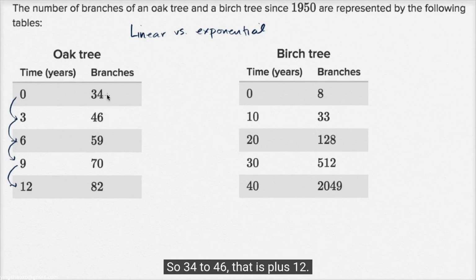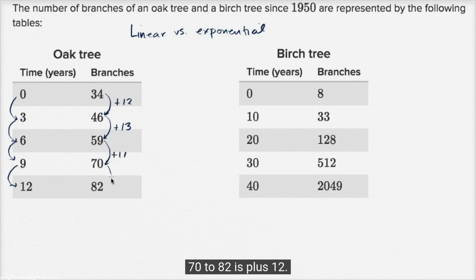So what am I talking about? So 34 to 46, that is plus 12. 46 to 59 is plus 13. 59 to 70 is plus 11.